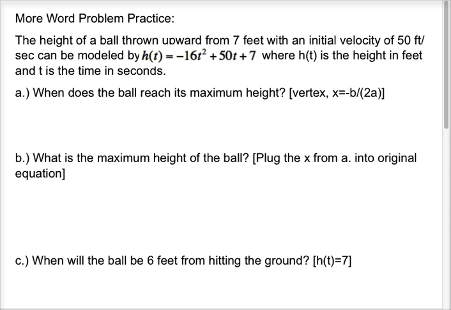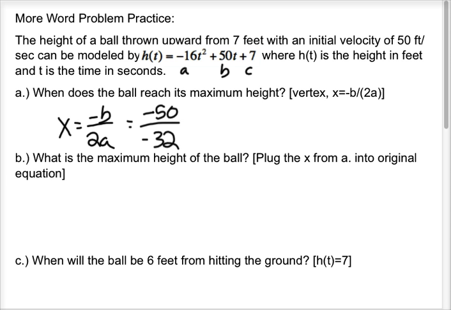So maximum height, we're talking about the vertex. So we're going to use that negative b over 2a to locate it. Again, where a is negative 16, b is 50, c is that 7. So we're getting negative 50 over 2 times a. So 2 times negative 16 is negative 32. When I do that calculation, I get 1.5625 seconds. Right? Again, check to make sure that you're getting the same thing as I am.